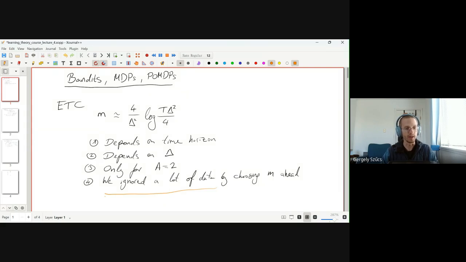And you could upgrade ETC where you explore in the beginning and your exploration time is allowed to depend on the outcomes of the rewards. And that way you could also improve ETC. So I guess basically all of these algorithms you can keep refining with various ideas, and you can get various improvements sort of indefinitely.